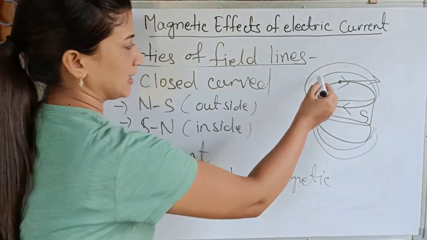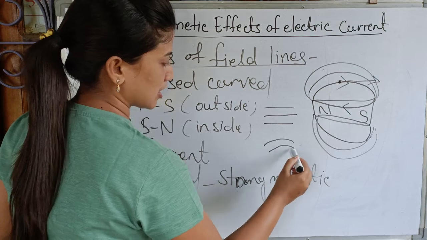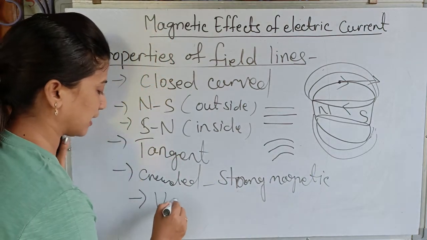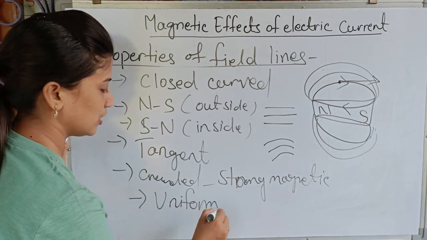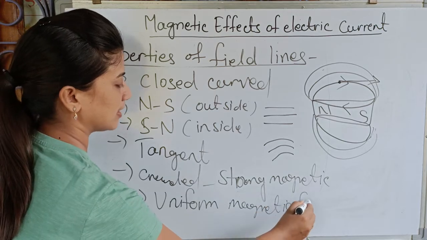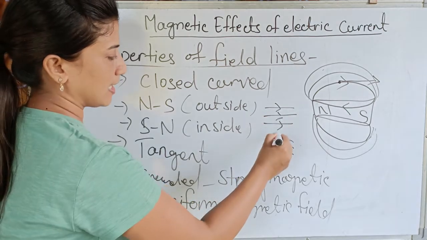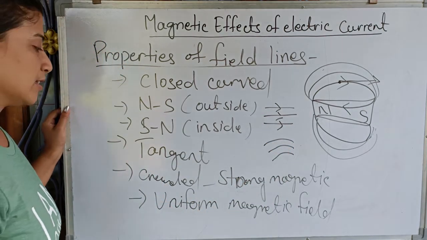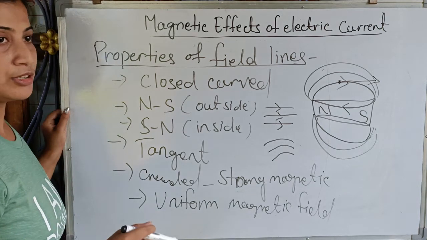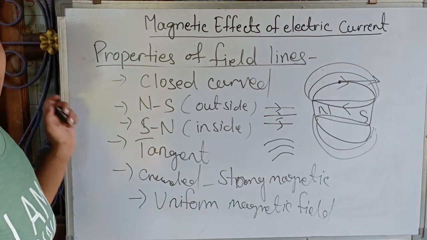Similarly, if the magnetic lines are parallel and equidistant from each other, that means it is a uniform magnetic field. Again I am repeating, if the magnetic lines of force are parallel or equidistant from one another, they represent a uniform magnetic field. So whenever the field lines are parallel and equidistant, they represent a uniform magnetic field.